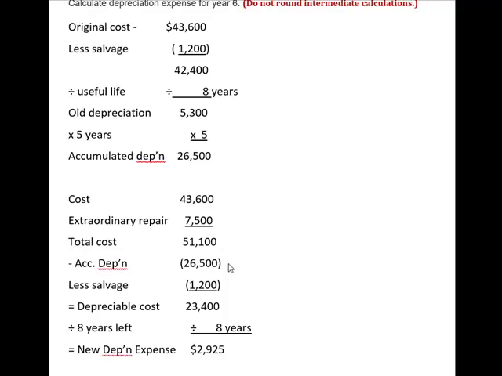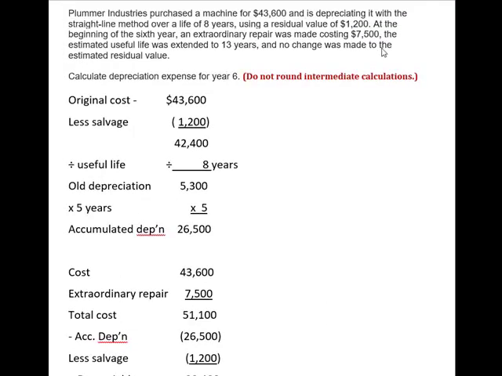Then I'm going to subtract the depreciation that has already been recorded on this equipment. And remember, we calculated that amount up here. So we don't want to record this depreciation twice, so we need to take that away. I'm also taking away the salvage value again, because we don't want to depreciate the salvage value. And that amount has not changed. It says up here that no change was made to the estimated residual value.